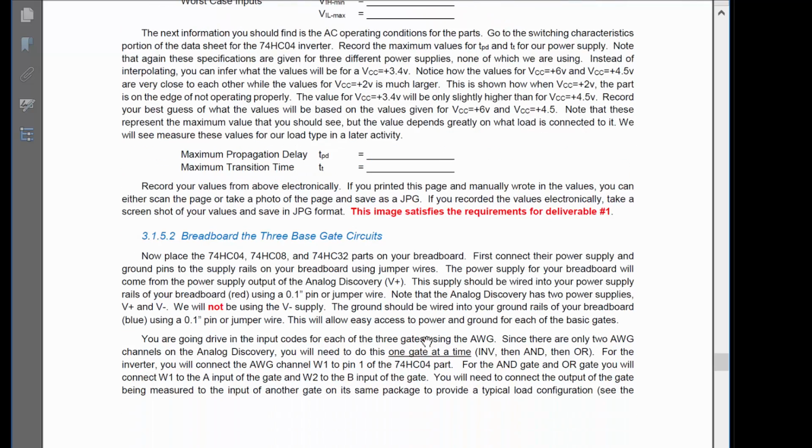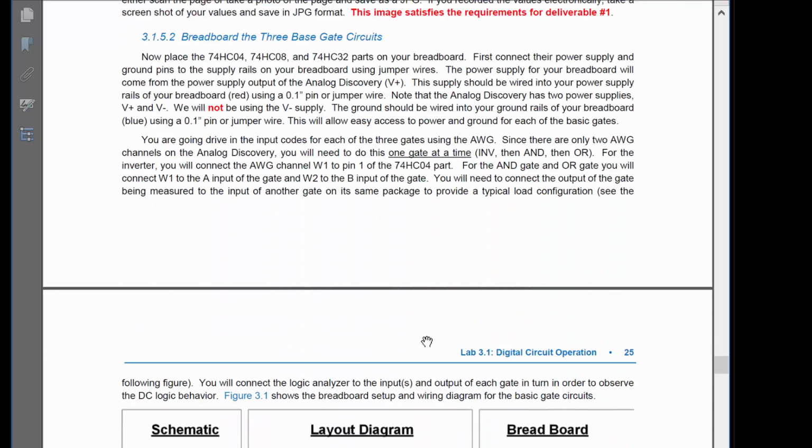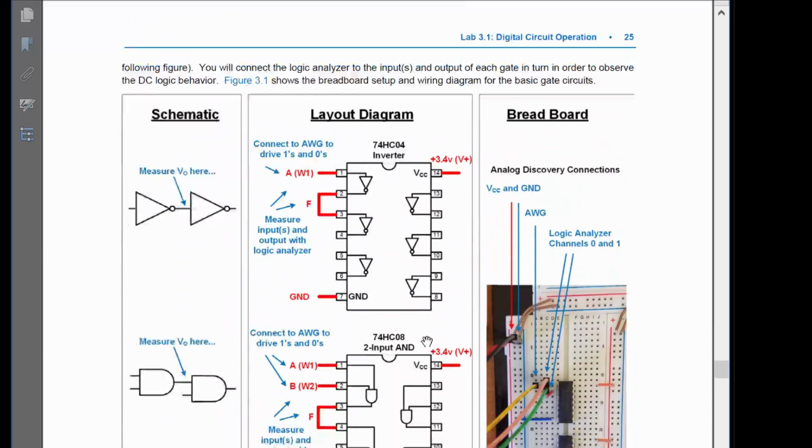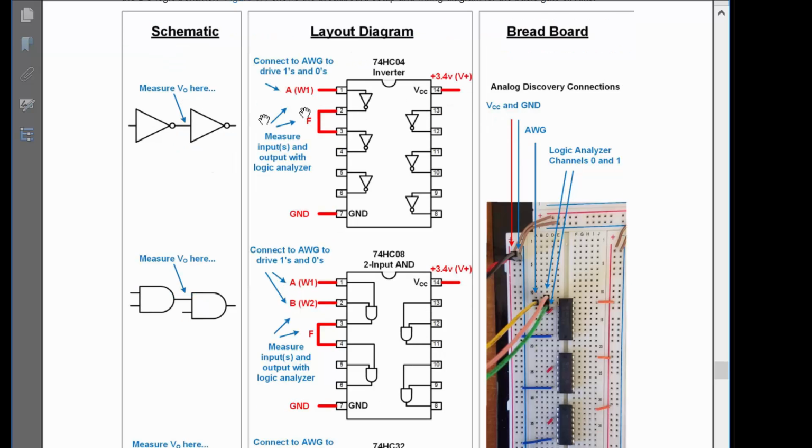And then let's go ahead and start breadboarding up the 3 basic gates. What I do in this handout is I give you the schematic that we're going to use, and I show you the actual drawing of how they're pinned out. When we take a measurement, we don't want to just hook up the inverter and leave its output dangling. We want to have a load. A load is what you call whatever you're driving.